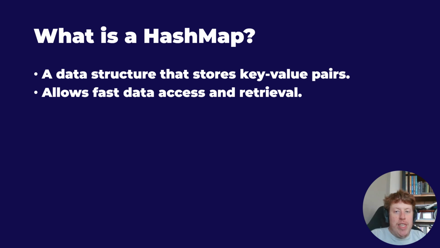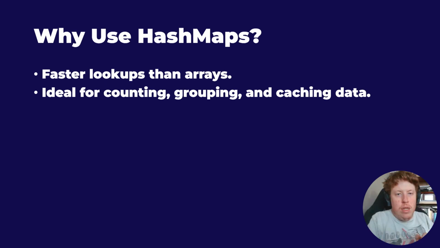A HashMap is a data structure that stores data in key-value pairs. This makes it super fast to look up, add, or remove data without searching through everything. HashMaps are perfect when you need quick data access like counting elements, grouping data, or caching results. They can solve some coding problems much faster than arrays.